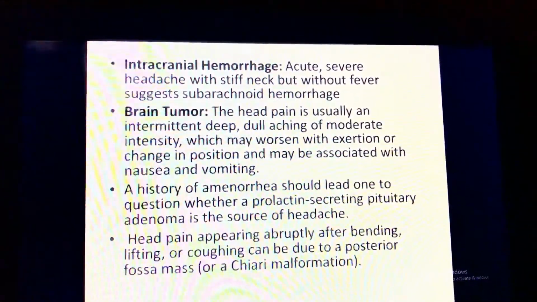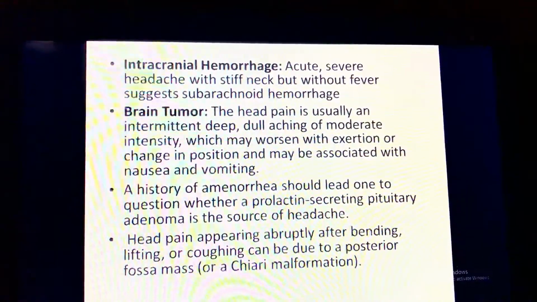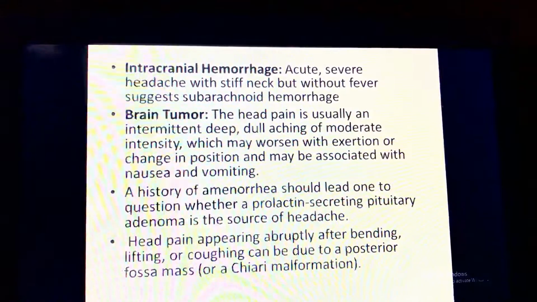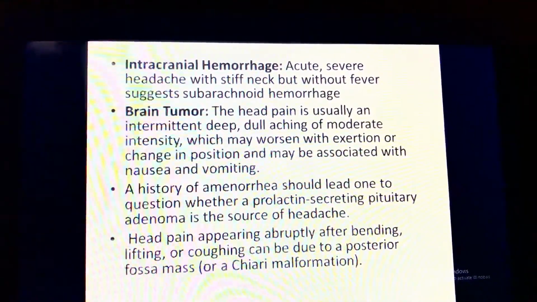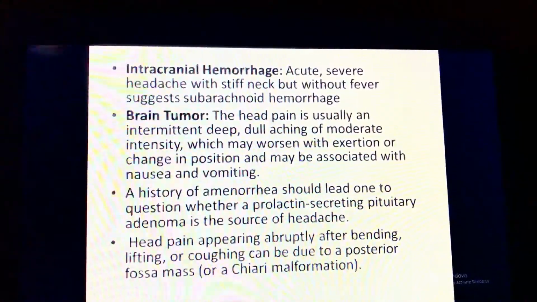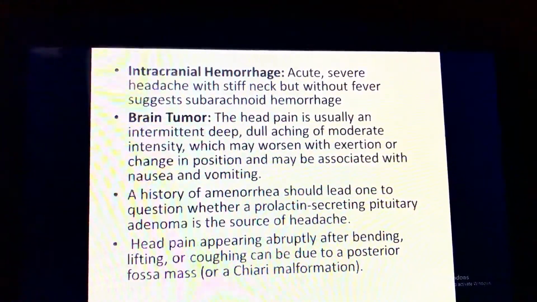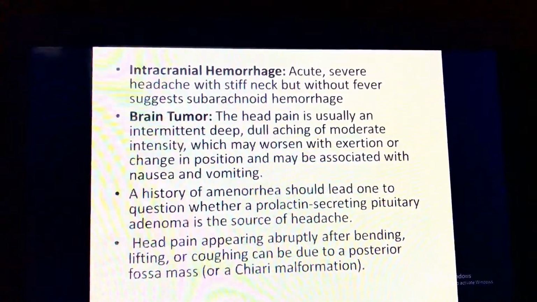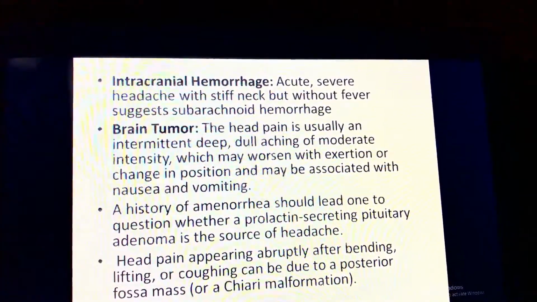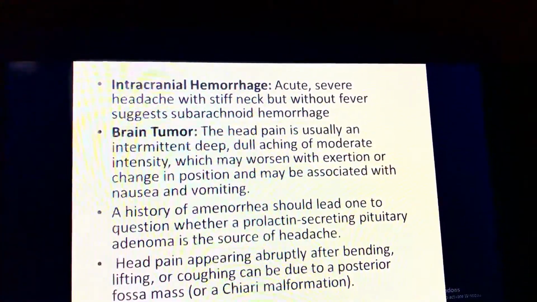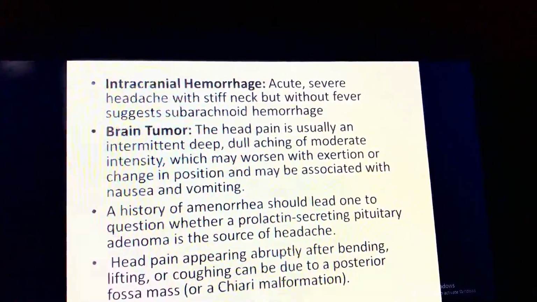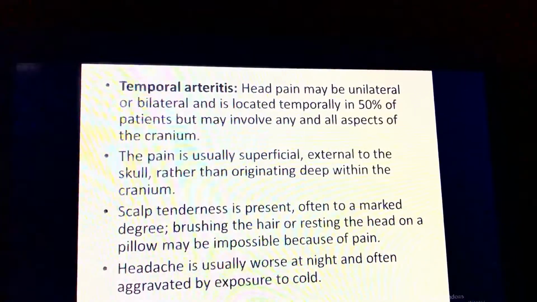A history of amenorrhea should lead one to question whether a prolactin-secreting pituitary adenoma is the cause of headache. Head pain appearing abruptly after bending, lifting, or coughing can be due to a posterior fossa mass. You can see brain tumor also can cause headache. When someone is suffering from headache, you have to exclude all secondary pathologies.